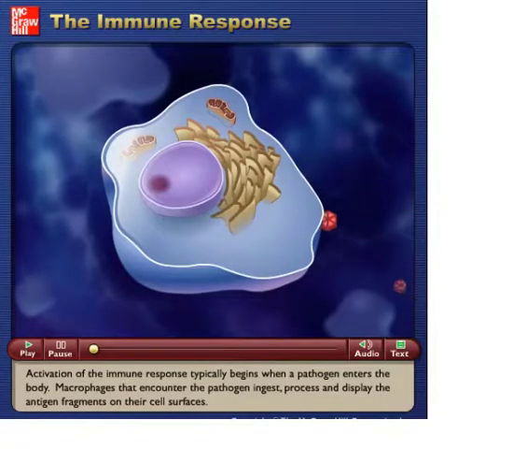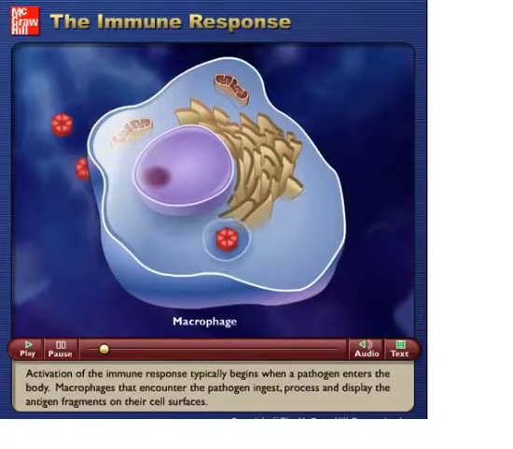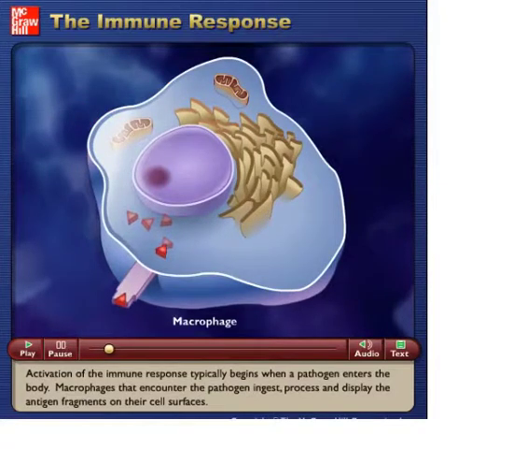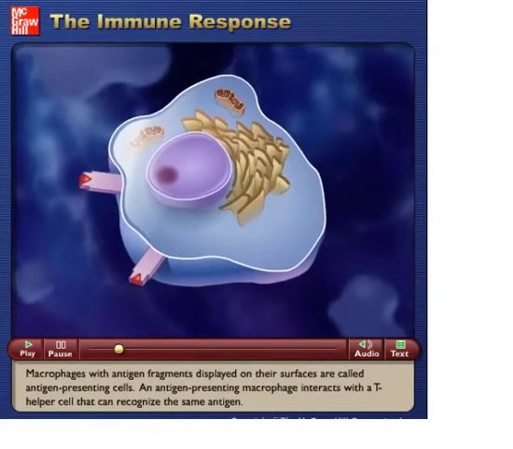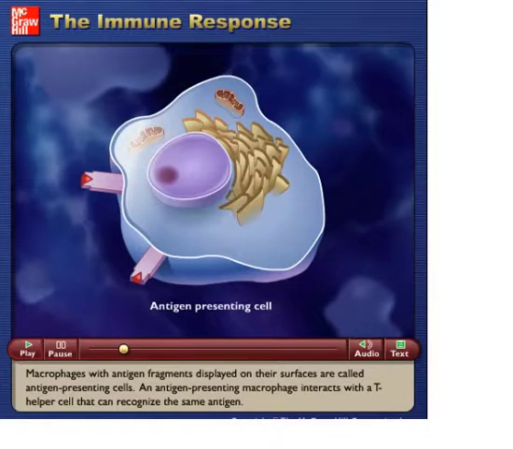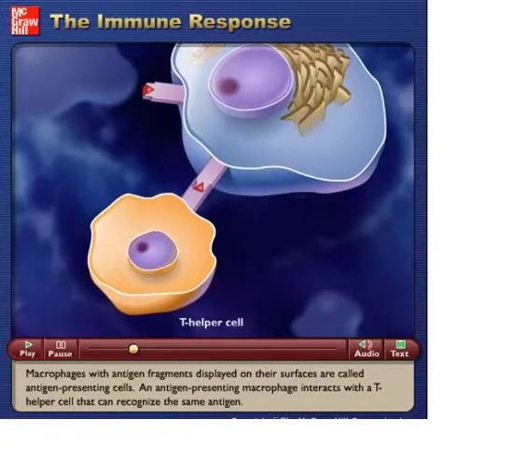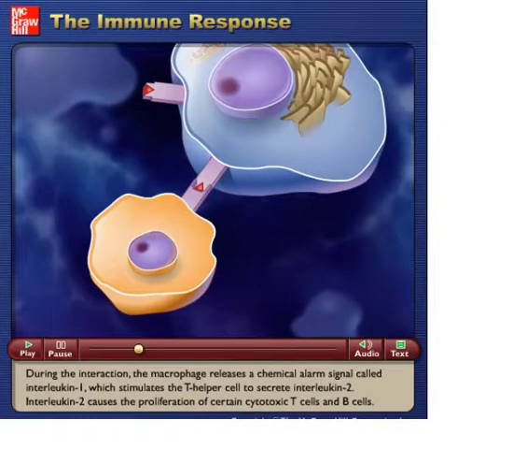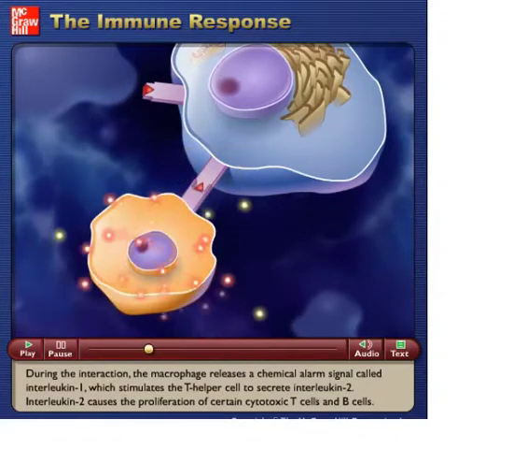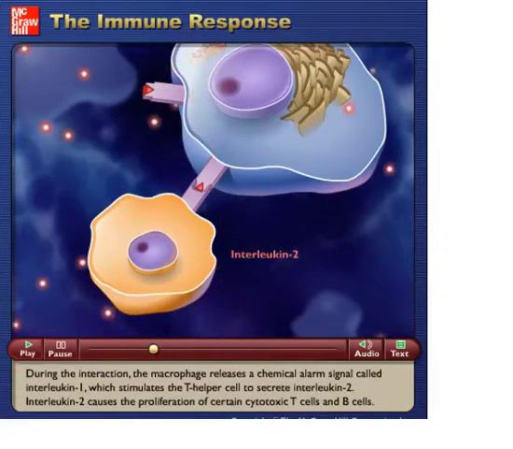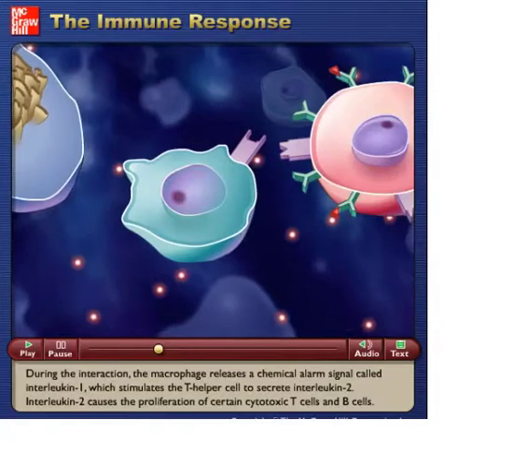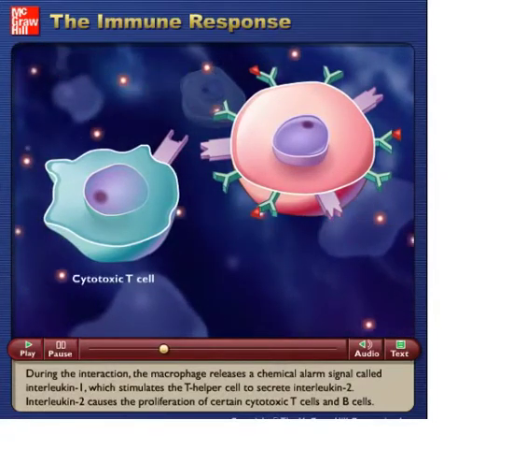Activation of the immune response typically begins when a pathogen enters the body. Macrophages that encounter the pathogen ingest, process, and display the antigen fragments on their cell surfaces. Macrophages with antigen fragments displayed on their surfaces are called antigen-presenting cells. An antigen-presenting macrophage interacts with a T helper cell that can recognize the same antigen. During the interaction, the macrophage releases a chemical alarm signal called interleukin-1, which stimulates the T helper cell to secrete interleukin-2. Interleukin-2 causes the proliferation of certain cytotoxic T cells and B cells.